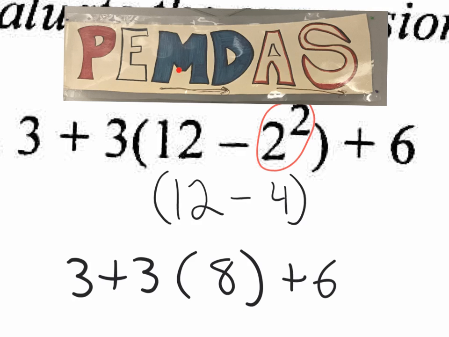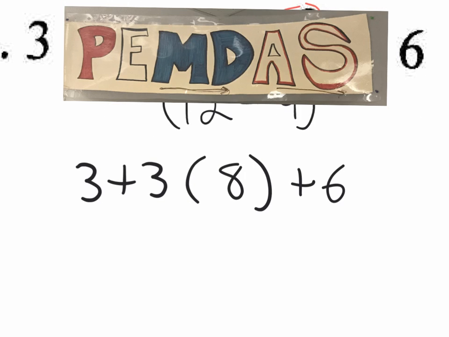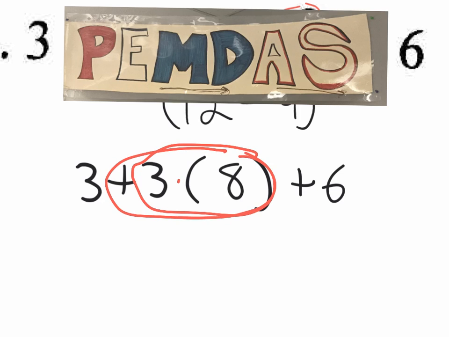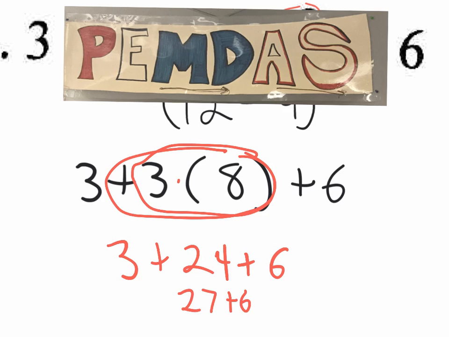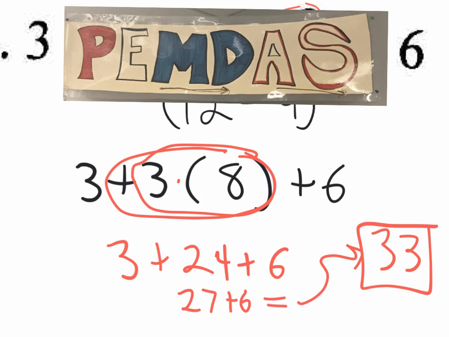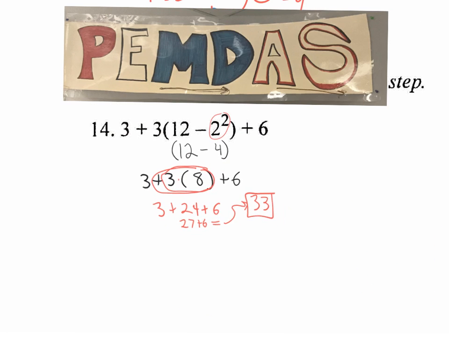So obviously we're going to be multiplying before adding. So that's what we're doing next. We're going to multiply. So 3 times 8, or positive 3 times positive 8, that's positive 24. Bring down the 3, bring down the 6. We end up with 27 plus 6. Final answer is 33. Let's move on.